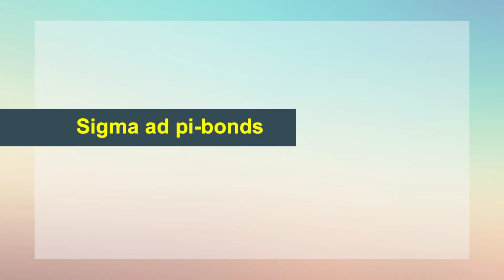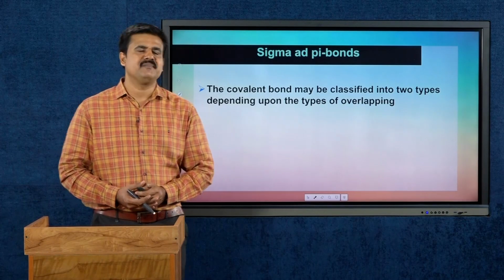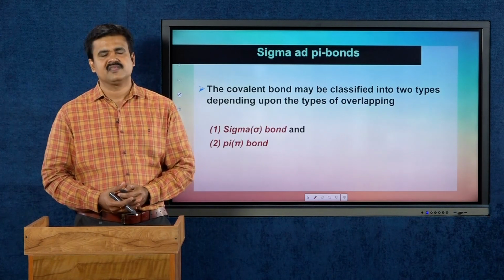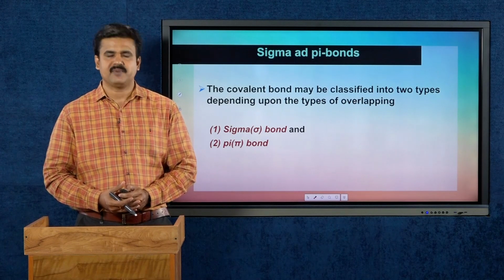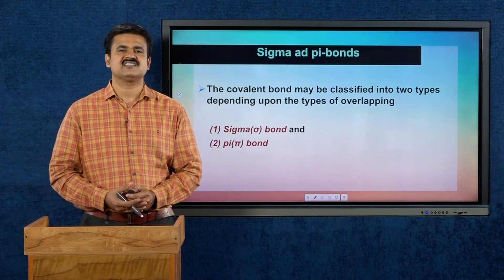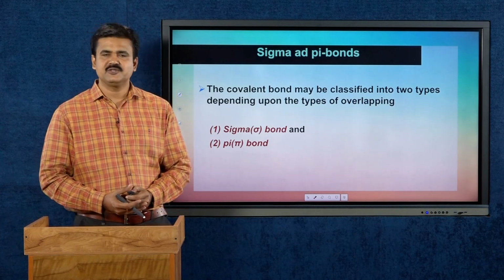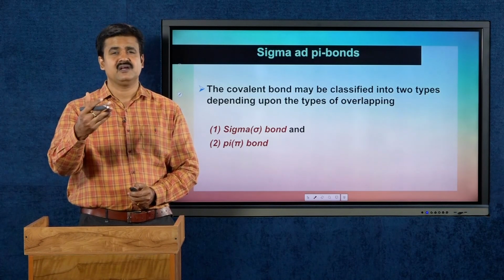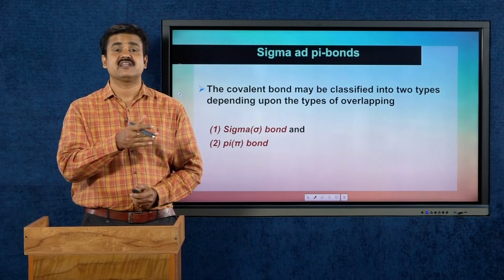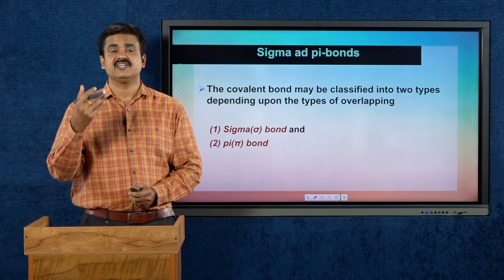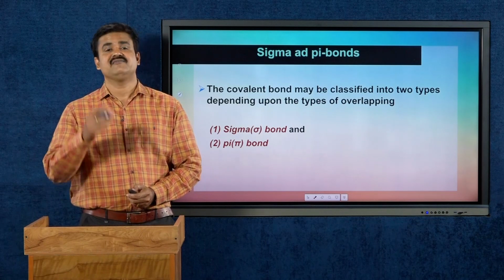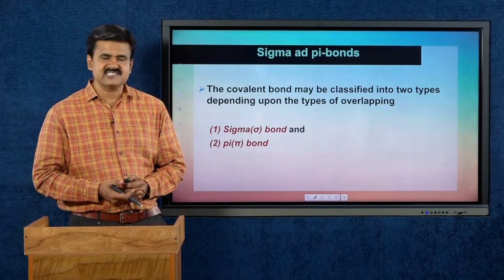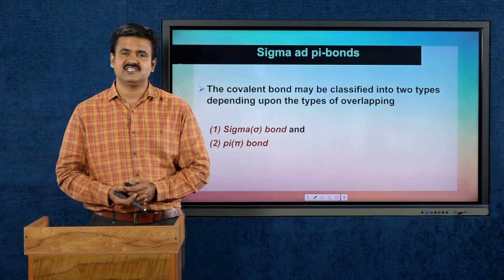Sigma and pi bonds. The covalent bond may be classified into two types depending on the type of overlapping. They are the sigma bond and the pi bond. I just mentioned that there are different kinds of overlapping, end-to-end overlap or lateral overlap. Whenever I mentioned positive overlapping, I showed these parameters, and we are now entering into more details of the end-to-end overlap and lateral overlap, which enable the formation of sigma bond and pi bond. Or we are now giving emphasis to two kinds of bonds, namely the sigma bond and the pi bond.